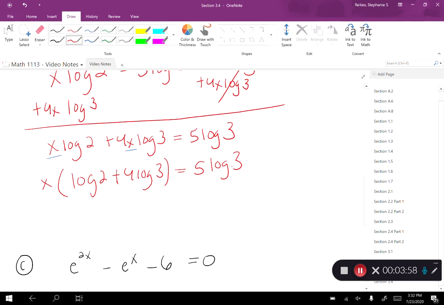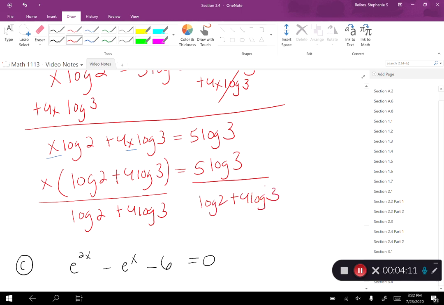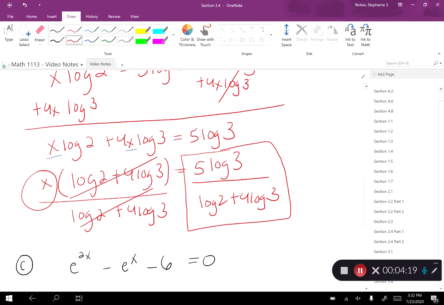And last but not least, last step, opposite of multiplying is dividing. On the left, that's going to cancel out. X is now by itself, and x equals 5 log 3 divided by (log 2 plus 4 log 3). Now for me, as soon as x is by itself, you can stop. I don't need you to do more rules, more simplifying. At this point, I'll go ahead and let you leave your answer like that.